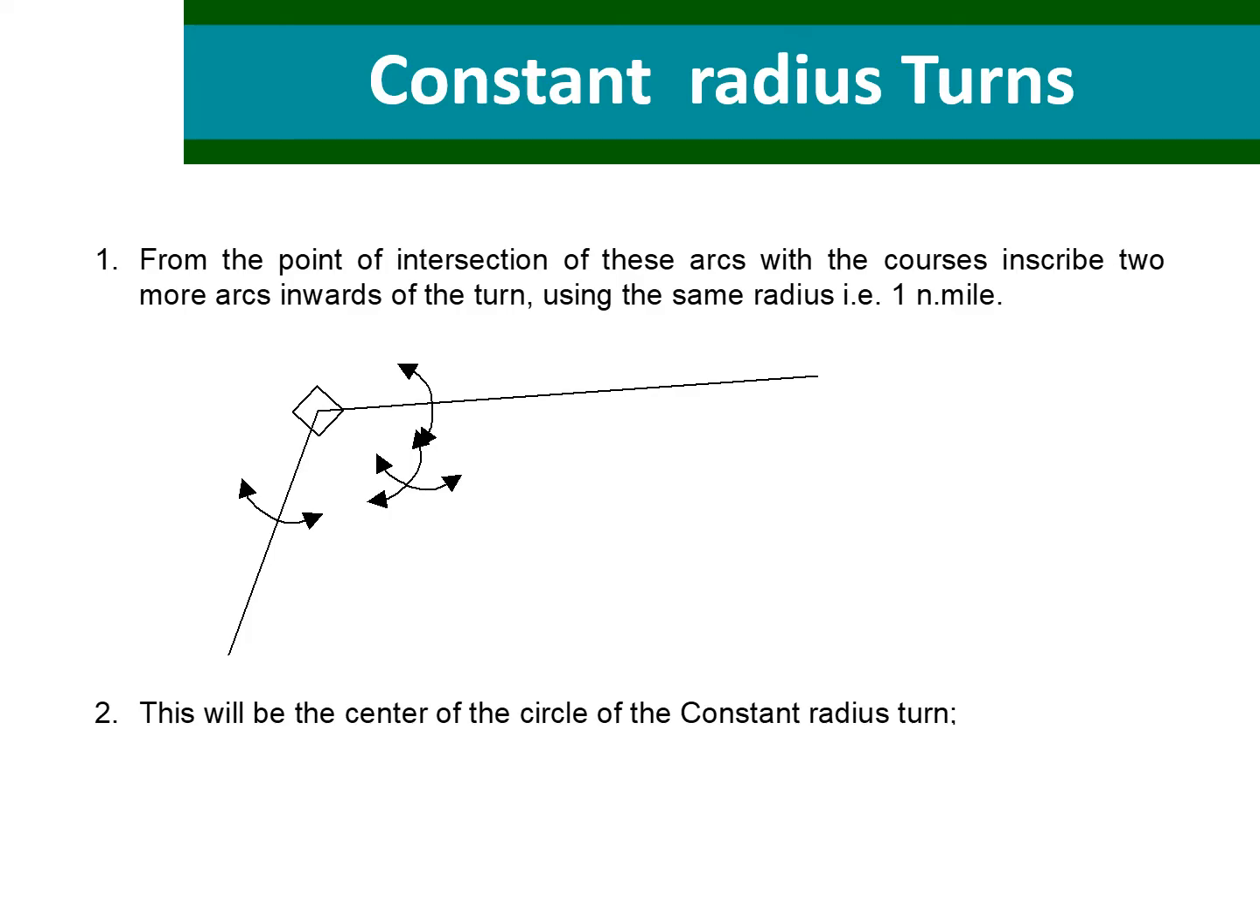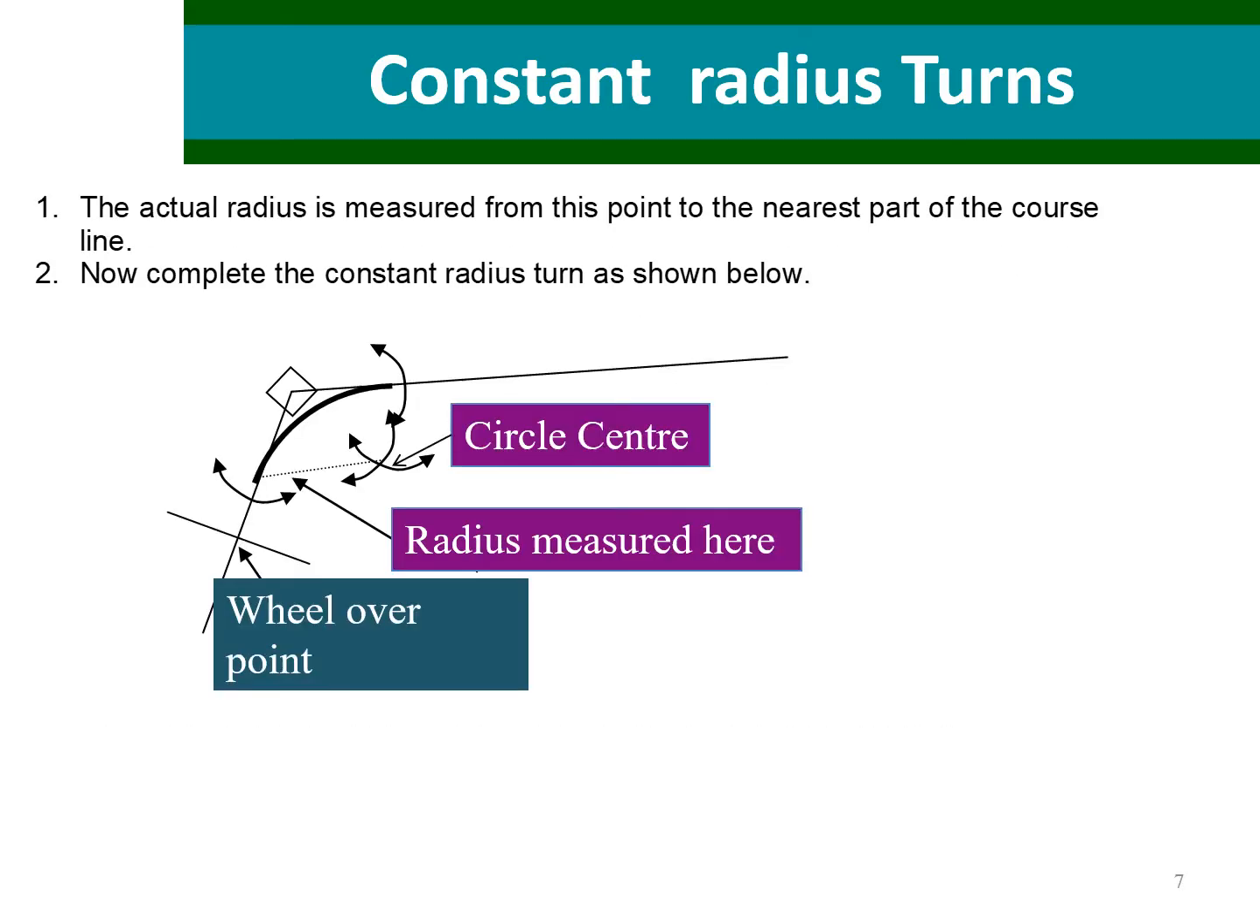From the point of intersection of these arcs with the courses, inscribe 2 more arcs inward of the turn using the same radius, that is 1 nautical mile. This becomes the center of the circle of the constant radius turn. So from the intersection of these arcs with the courses, you draw 2 more arcs, but you draw them towards the turn, inwards of the turn, not outside the turn. You use the same radius, 1 nautical mile, which is the radius of the turn that you have calculated. Wherever those 2 new arcs intersect, that becomes the center of the circle of the constant radius turn.